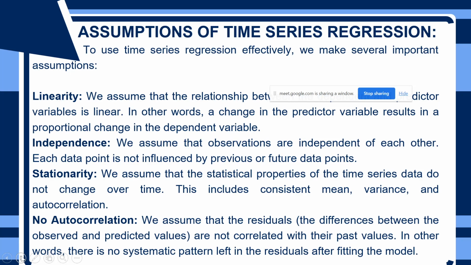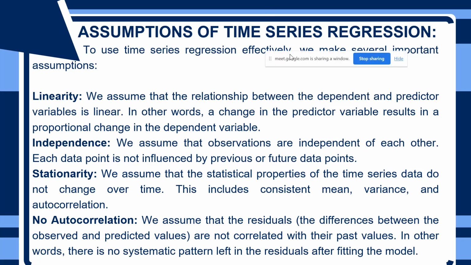The first one is linearity. We assume that the relationship between the dependent and predictor variables is linear. In other words, a change in the predictor variable results in a proportional change in the dependent variable. Linearity implies that the relationship between what you're trying to predict and what you're using to make predictions should be like a straight line. If you plot the data on a graph, it should roughly follow a straight line.